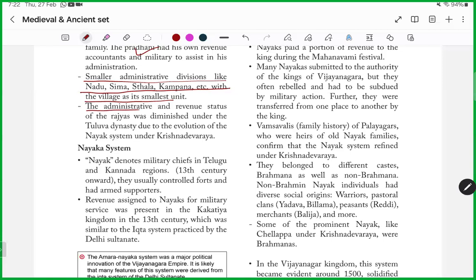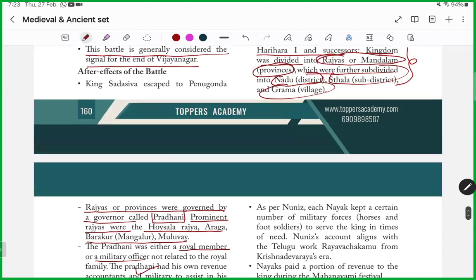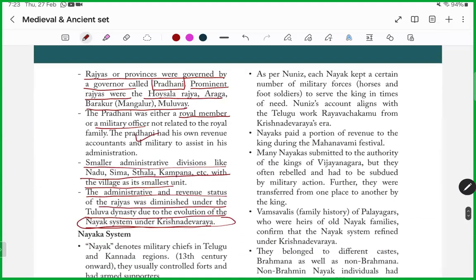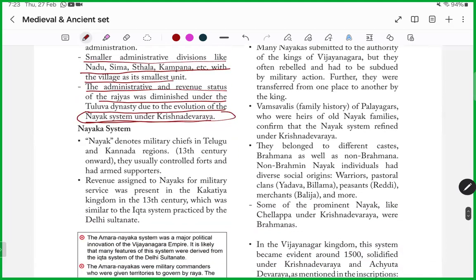The administrative and revenue status of the Rajas was diminished under the Tuluva dynasty due to the evolution of the Nayak system under Krishnadevaraya. So what is the Nayak system? It is very important. Here the Mandalam system was divided into provinces. However, we have the Nayak system under Krishnadevaraya.